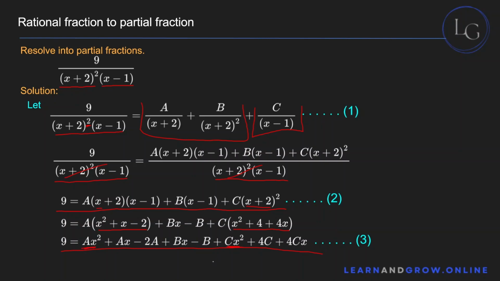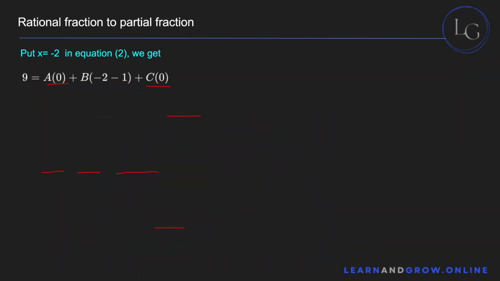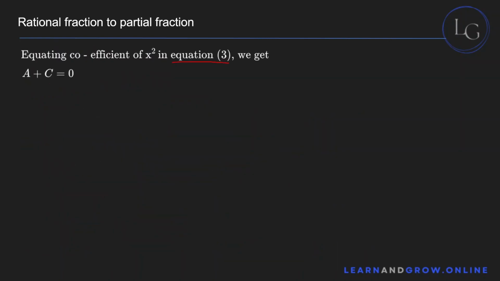These are the coefficients of x squared. But you notice that on the left-hand side, you have no expression for x squared. You have no coefficient for x squared. So that is why the coefficient of x squared will be equal to 0. So a plus c is equal to 0.